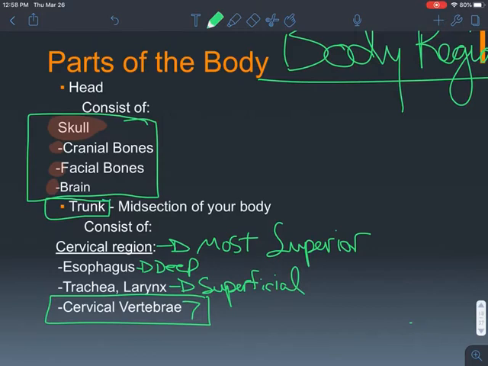And then yeah, esophagus, part of the digestive system. Esophagus takes food down to the stomach. Trachea and larynx. So your trachea is like your windpipe. And this is like extra info. Windpipe. Okay, so cervical region is the most superior region.